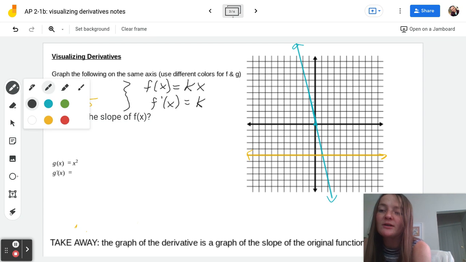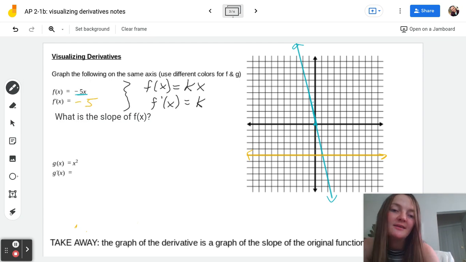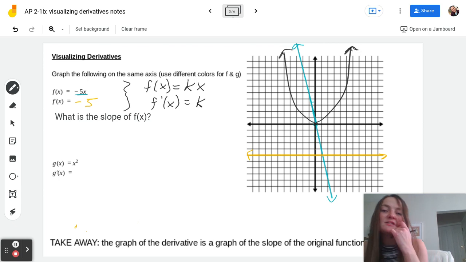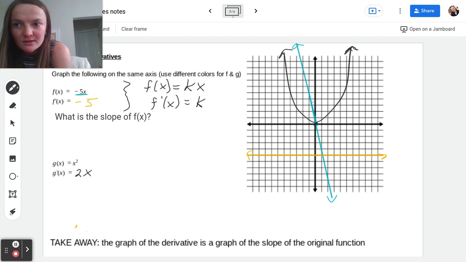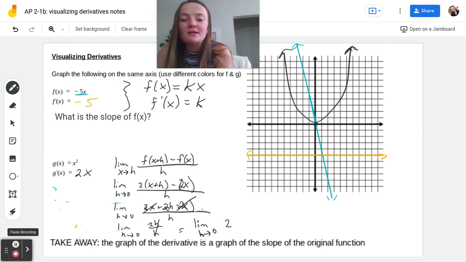Let's talk about x squared here for a minute. X squared looks like this, roughly. Its derivative right here is going to be 2x. So pause for a minute, see if you can figure out why it's going to be 2x. You can either use the limit definition of the derivative, or you can use a rule that you might have learned earlier.